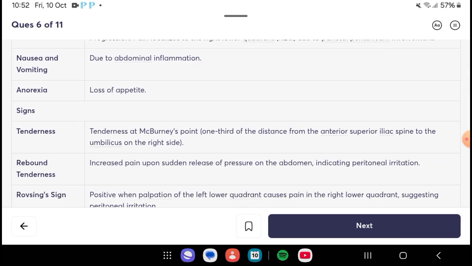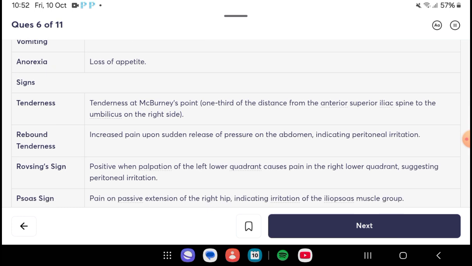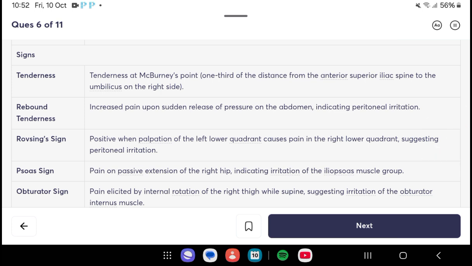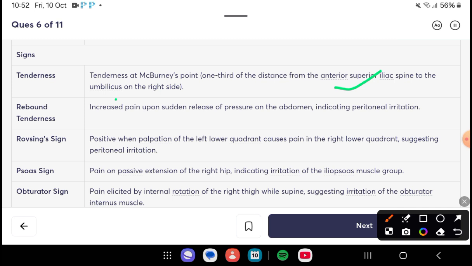Then what are the signs present in a patient with appendicitis? The patient feels tenderness at McBurney point. McBurney point simply means the lateral one-third of the distance from the anterior superior iliac spine to the umbilicus on the right side, that is, the medial two-thirds of the distance from the umbilicus. That's called McBurney point.